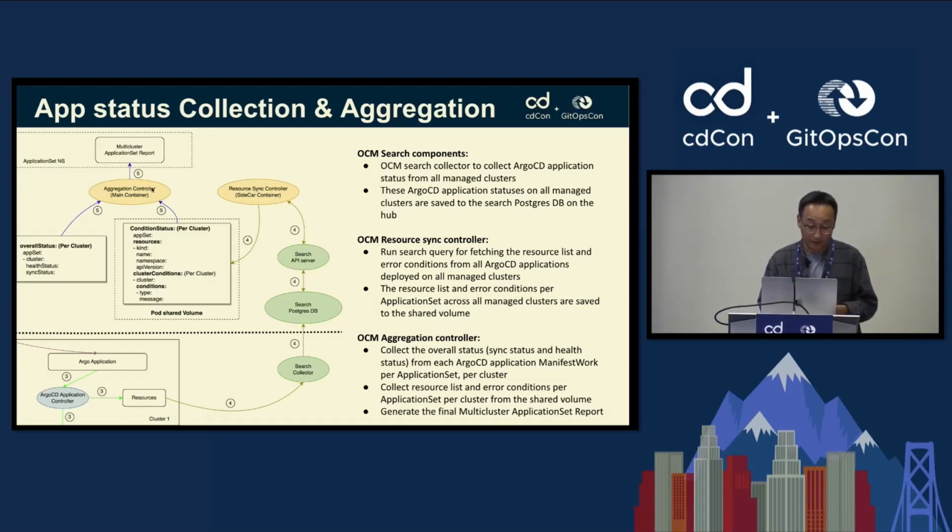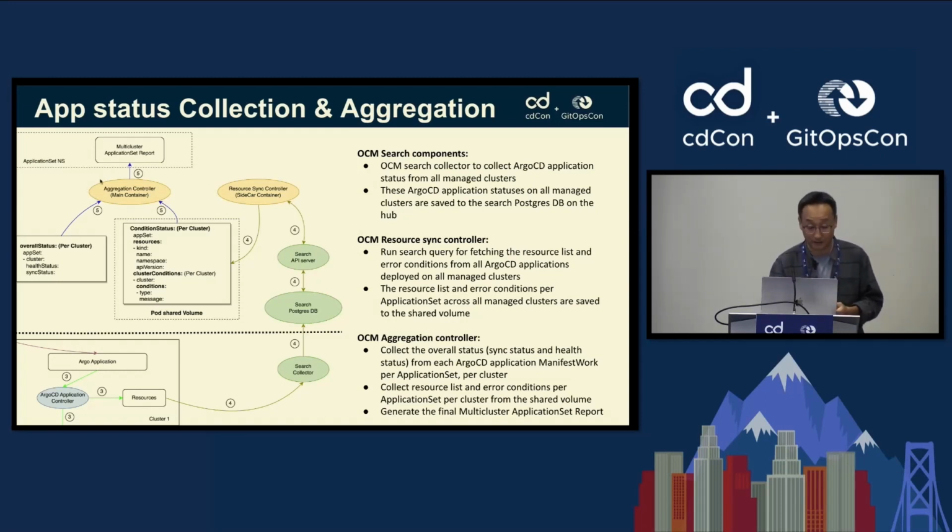And the third component we are using here is the aggregation controller. I just want to mention that this aggregation controller and the resource sync controller are running in the same pod as sidecar containers. The reason is that once the resource sync controller is able to fetch the application status, it generates an intermediate layer of this status in YAML format files in the shared volume in the pod. Then this shared volume is picked up by the aggregation controller.